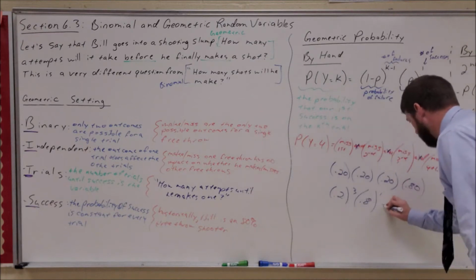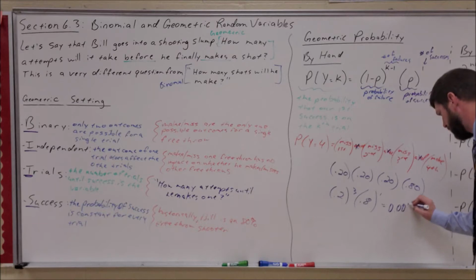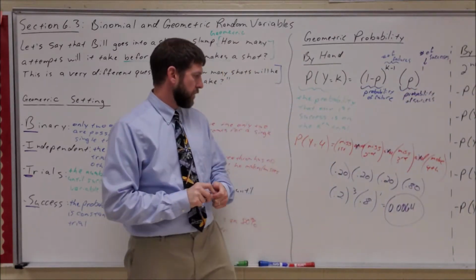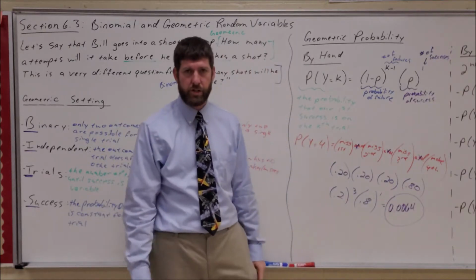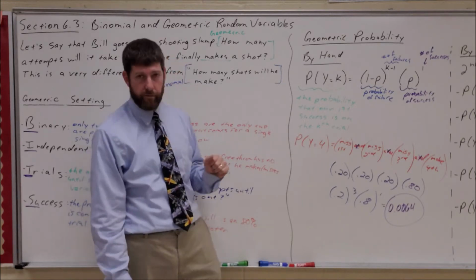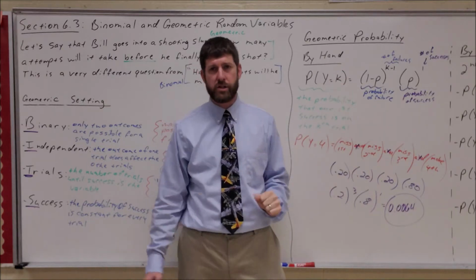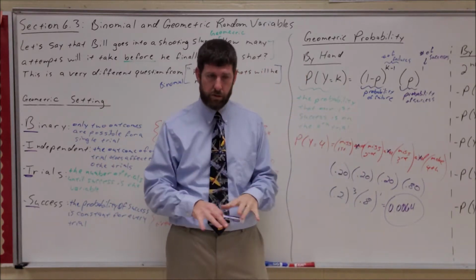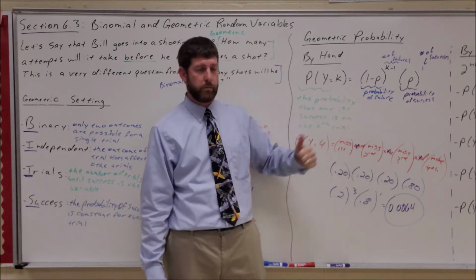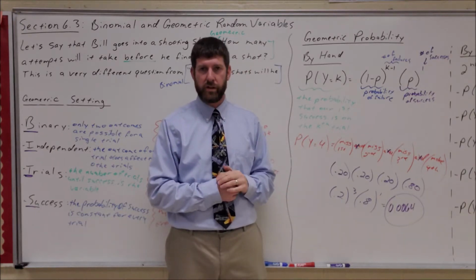So when we go through and do the calculations on that, we get 0.0064. So a little bit more than 0.5% that it takes him all the way to 4 shots before he makes one, if he's an 80% free throw shooter. All right, so that's the by hand way we can calculate geometric probability. It's very similar to binomial probability. You just have only one way, so you don't have the binomial coefficient on the front, and the number of trials is what varies in this case.